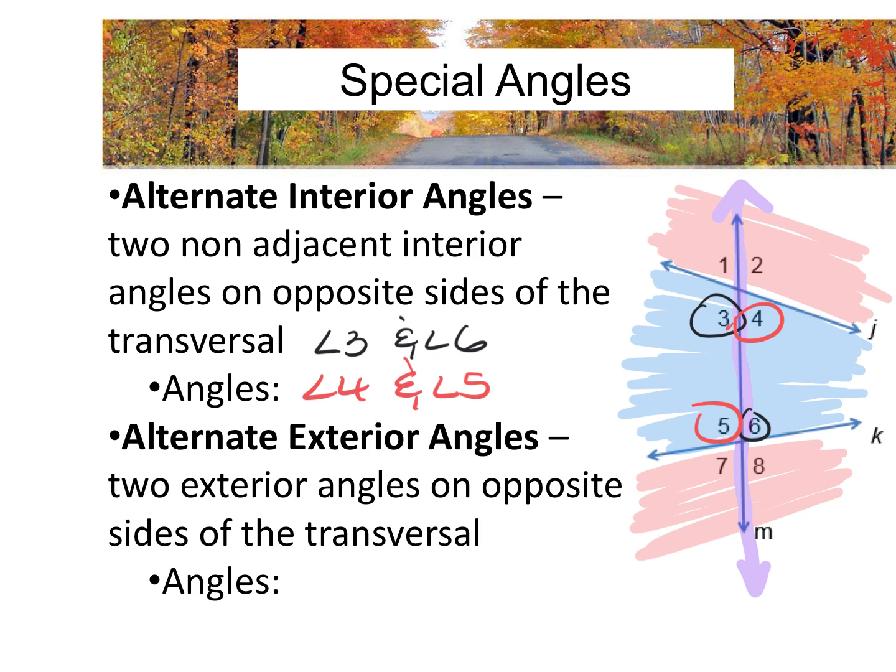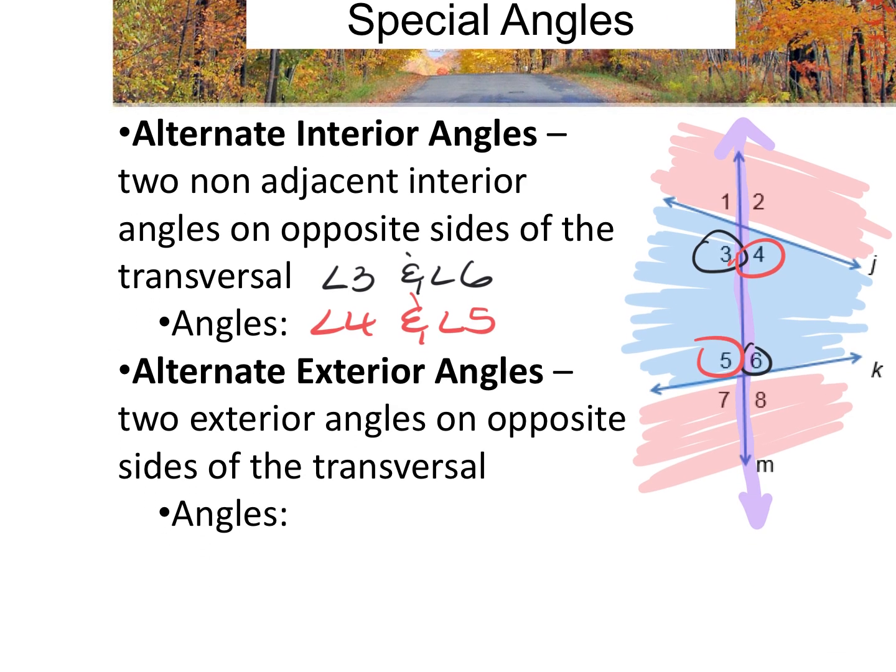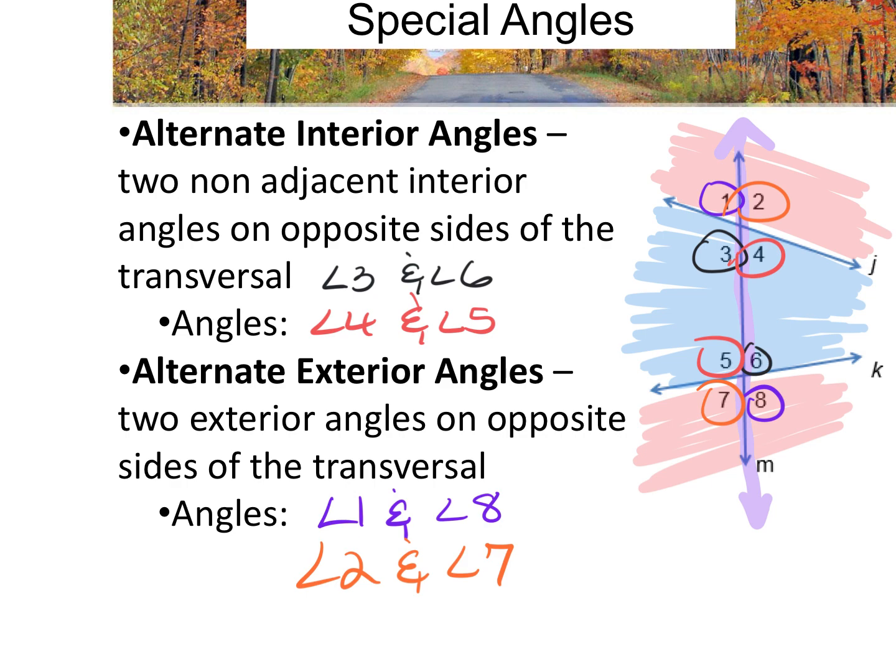Now it wants the same thing, but now it wants us to get them from the exterior. So it'll be between 1, 2, 7, and 8. Again, they need to be on opposite sides of the transversal, and they cannot be adjacent. So an example would be 1 and 8, and 2 and 7. And these would be your alternate exterior pairs.